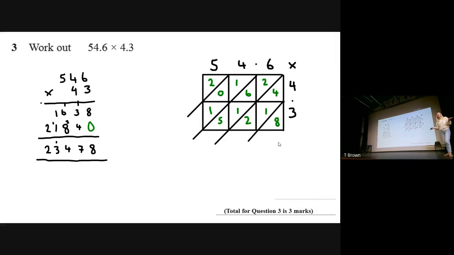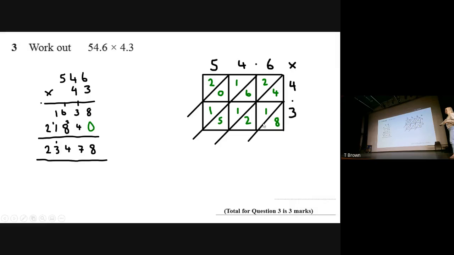So far, we haven't had to do any carrying, which is quite good because it's not going to be as messy. And then all we're going to do now is add down the diagonal columns. So we've got one diagonal column here, another diagonal column here, another here, and here, and here. So the first diagonal column is just an 8. Just going to write 8 here.